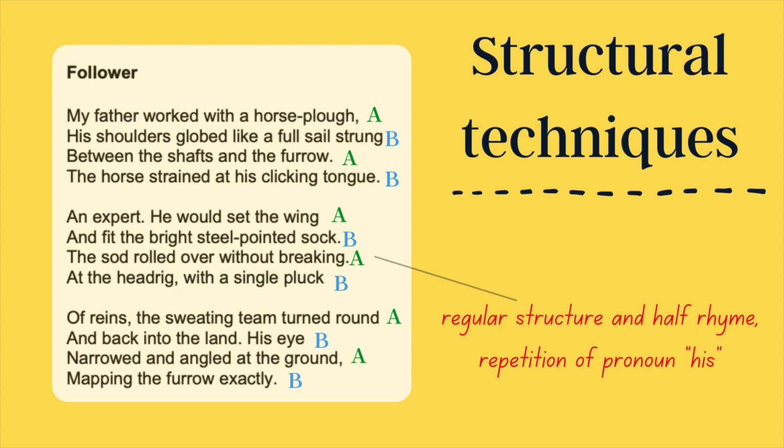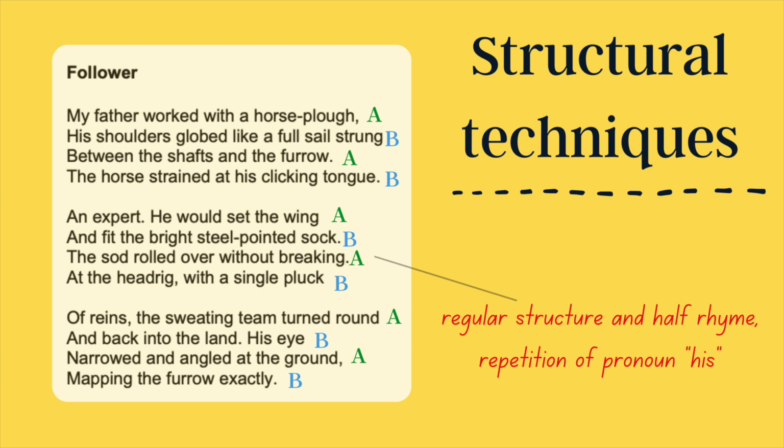Also, each stanza has an A-B rhyme scheme, with the A's being the half or slant rhyme, whilst the B's being a complete rhyme. This symbolises that whilst the narrator strongly admires his father for his hard work, it seems he may never live up to his father's strong determination and passion, also hence the title, Follower.